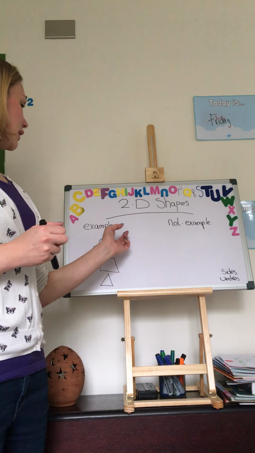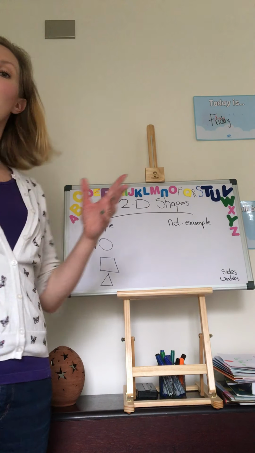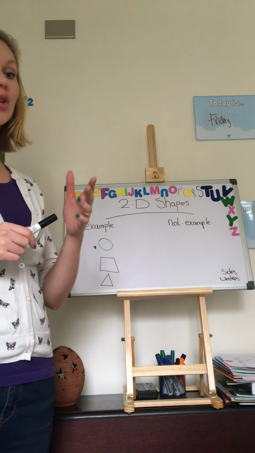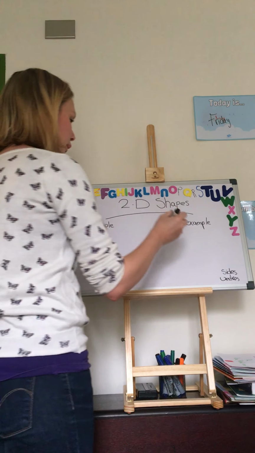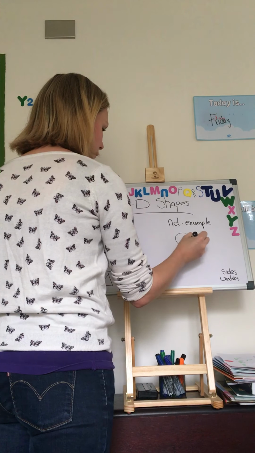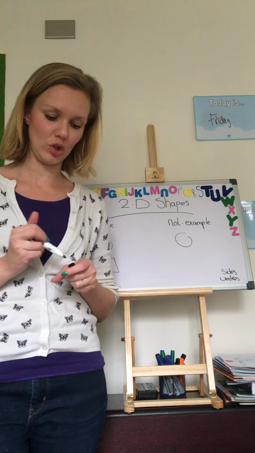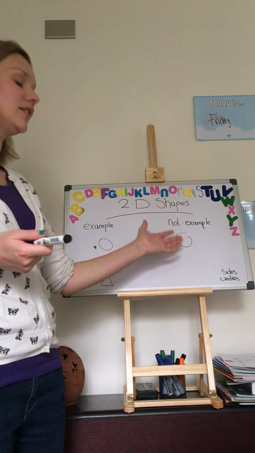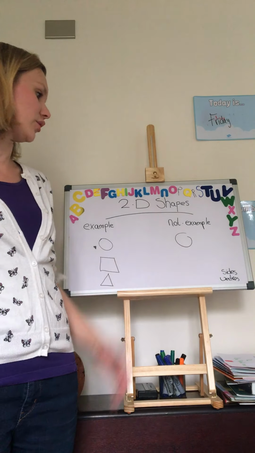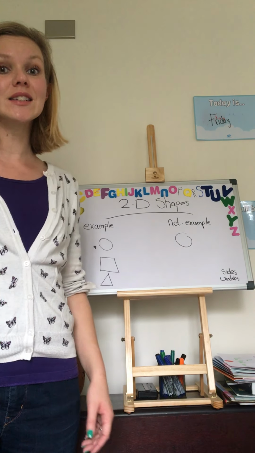What is a circle? Why or how do we recognize a circle? Because it is round. For example, is this a circle? Is that a circle? No, it's a not-example. Why isn't this a circle? Because it isn't closed, right?